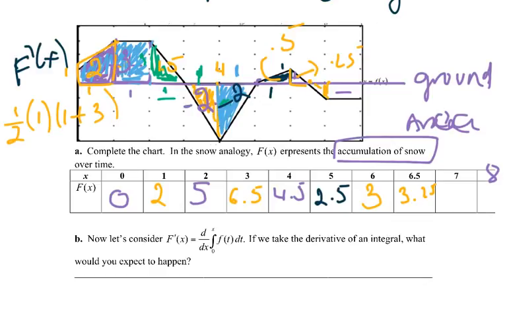So this is about 2.5 right here again, so that's what gives us just 3. And when it's at 8, we're going to minus this area right here because it's negative, which is a 1 by 1, so that would give us 2.